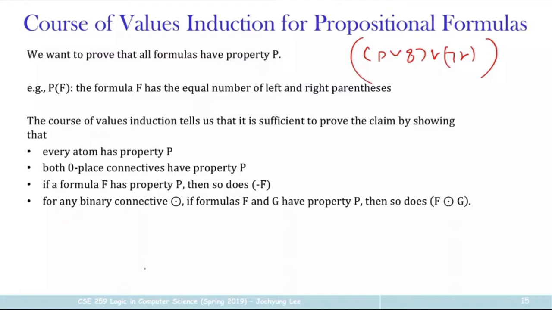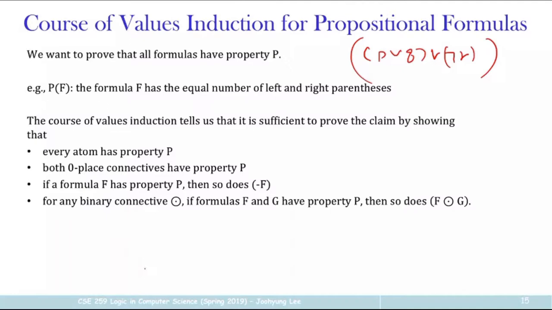Case two, again, is similar to the first one. There are two zero-place connectives, top and bottom. In that case, those have the same property P. The third and fourth bullets are for the inductive cases. So here, if a formula has property P, then the new formula that can be defined by the third recursive bullet also has the same property P. The fourth one is the same. If F and G have property P, and you assume this as the inductive hypothesis, using that, you show that the new formula, F combined with G, also has the same property P. If you show all four cases, then you're done with covering all possible formulas, because any formula can be made using these rules only.